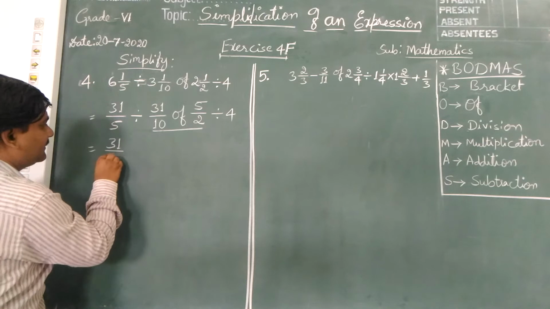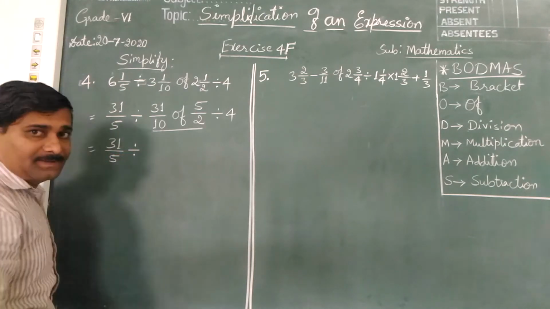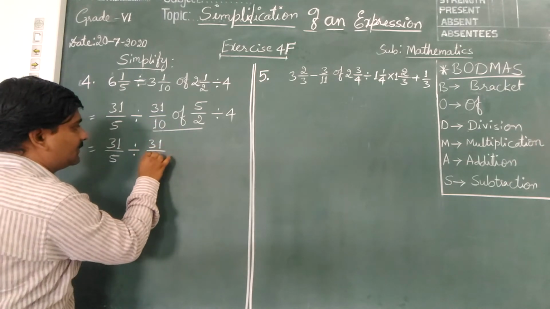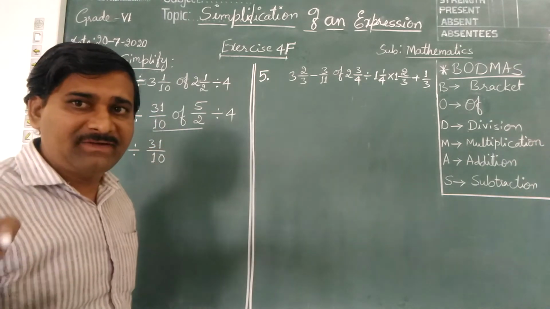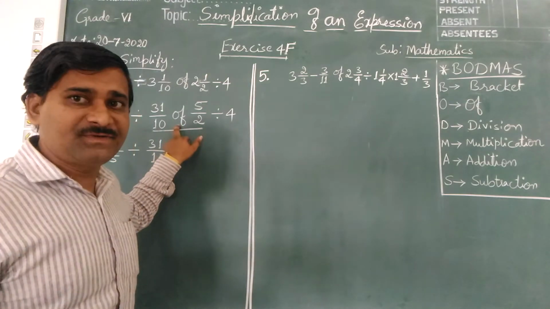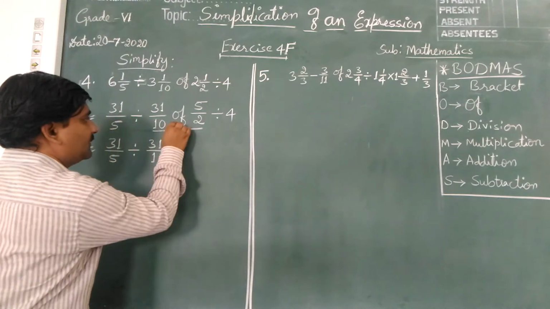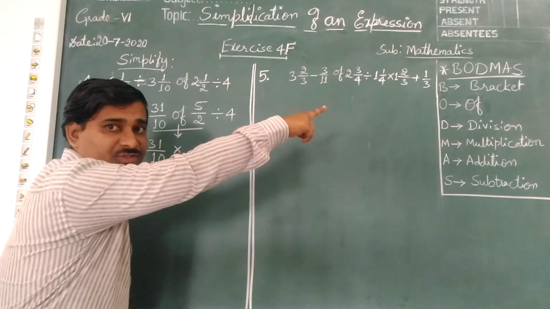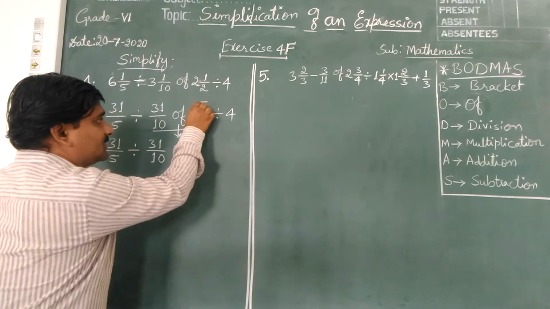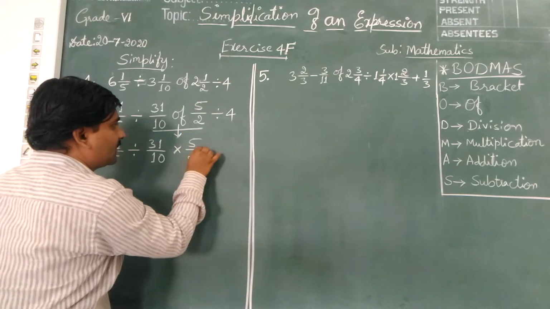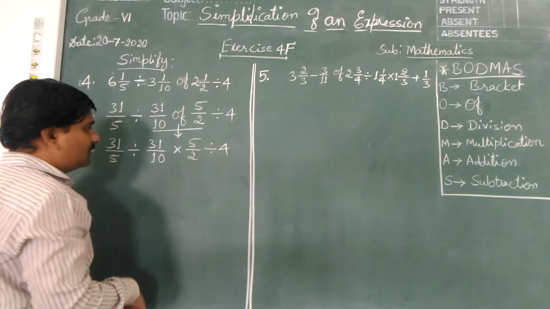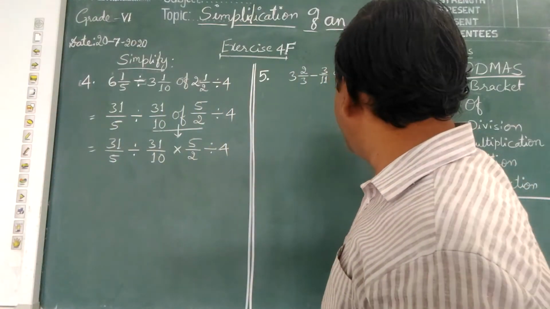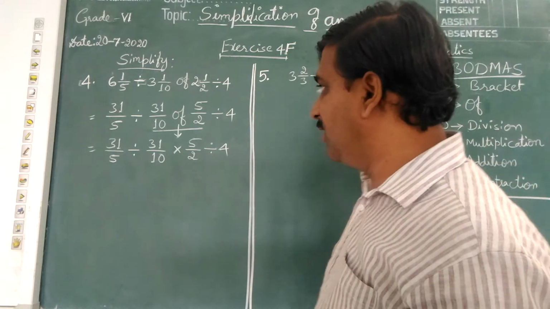31 by 5 divided by 31 by 10. As I said in the previous class, of means we should write a multiplication sign. Of means multiply. That is the first operation which we should do in BODMAS. The next number is 5 by 2 divided by 4. What is done in this step, children? Just according to the order, the first operation, that is of.